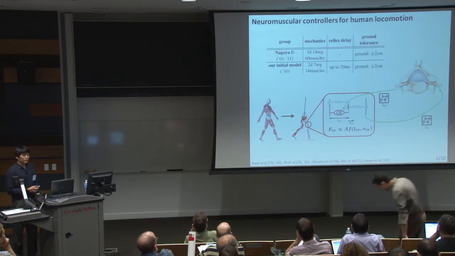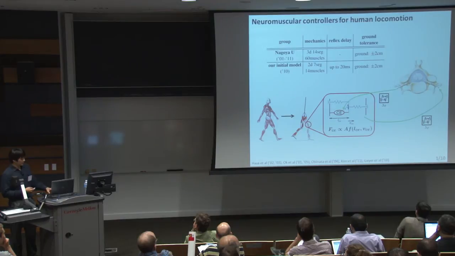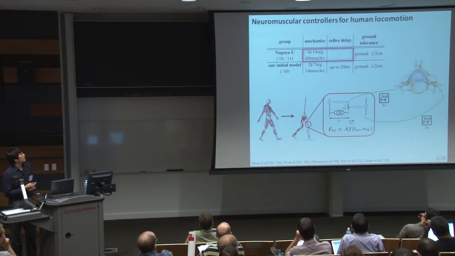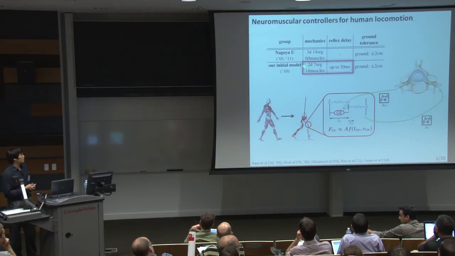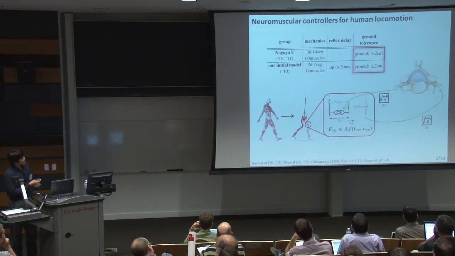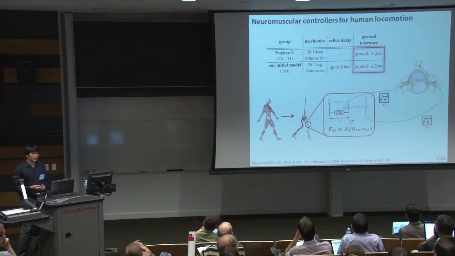We are not the only group that developed neuromuscular controllers. One of the advanced models was developed at Nagoya University. Their model can generate 3D locomotion, however, it cannot include reflex delays. Our 2010 model had no problem including reflex delays, however, it was restricted to the 2D sagittal plane. All of the models showed limited robustness. For example, it could only adapt to ground disturbances up to 2 ± 2 centimeters.